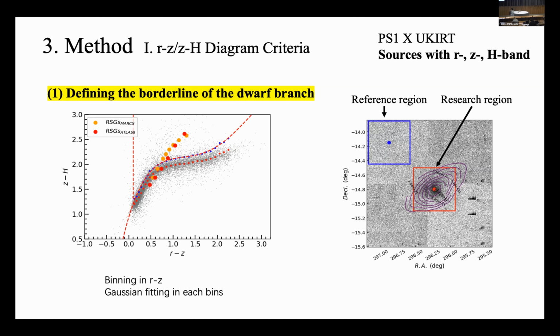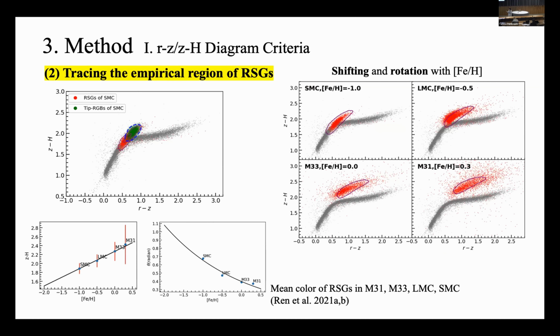We select a reference region, as shown by the blue rectangle in this figure. Then we obtain the spine points of the dwarf branch by Gaussian fitting in each R-Z bin. Then by removing these points appropriately, we obtain the borderline of the dwarf branch, as shown by the red dashed line in this figure. And second, we trace the empirical region of the RSGs.